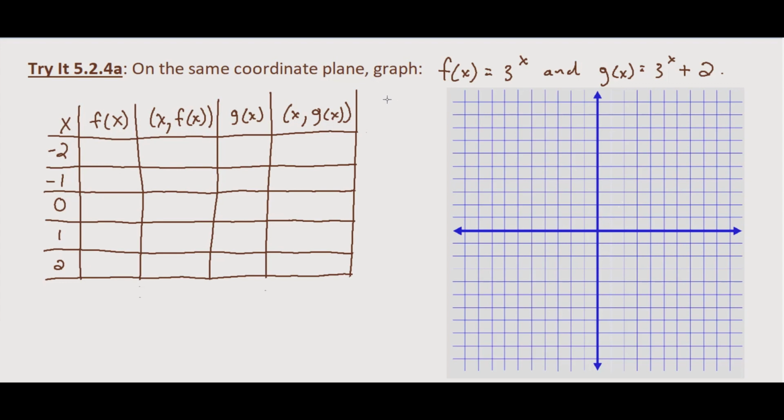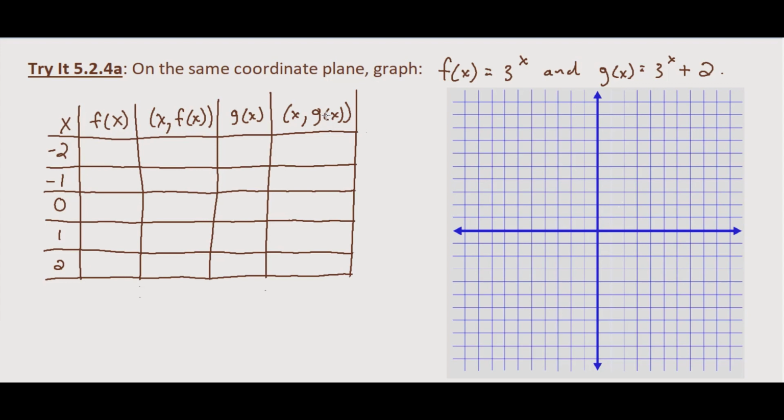So in the last set of examples and try it exercises, we looked at what happens when something is added or subtracted to x, or in other words, a horizontal shift. In this set of problems, we're looking at what happens when we add or subtract something to the entire function. So in this case, we're given f of x equals 3 to the x and g of x equals 3 to the x plus 2.